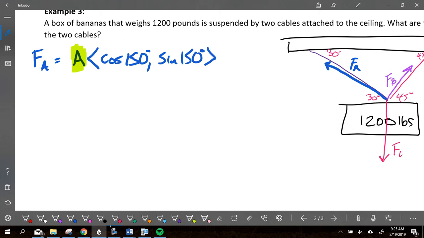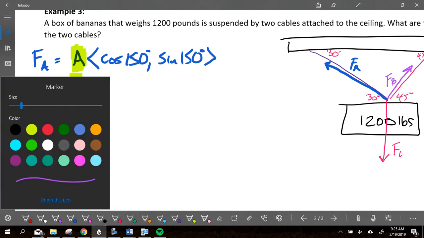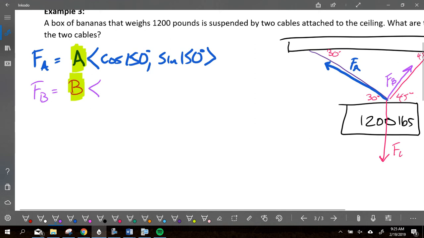Our second force, force B. You've got some mystery force. How much strength is that rope holding? We need to figure that out. And we're going to multiply that thing by its vector. Well, its vector is going to look like this. Its vector is being pulled to the right, cosine of 45 degrees. And it's going to be pulled up, sine of 45 degrees. There's my second vector.